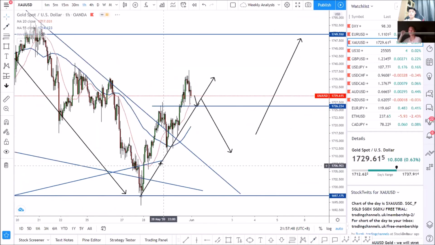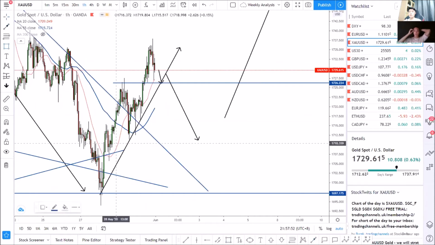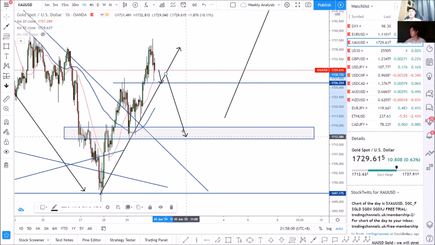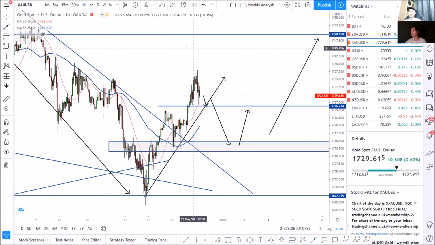And if, let's say, the price were to continue to go slightly lower, then we will want to observe this level right here, where we can see a lot of resistance and support happening previously. So this will be the next demand zone for us to look for a buy if the price were to break lower. Okay, so that is for the gold.